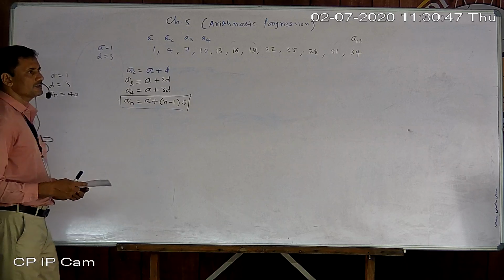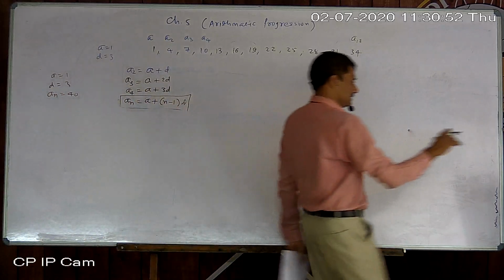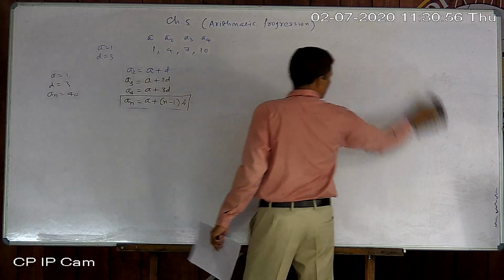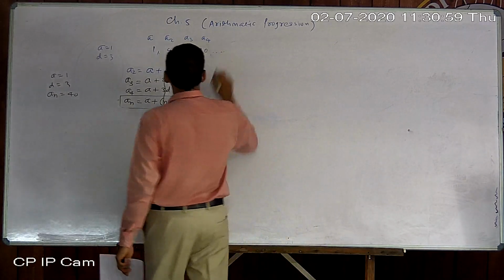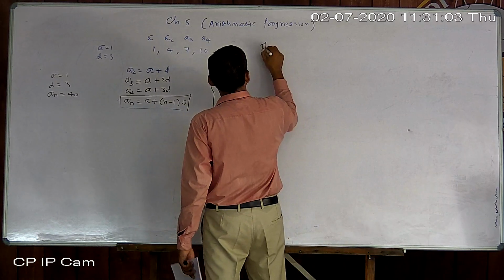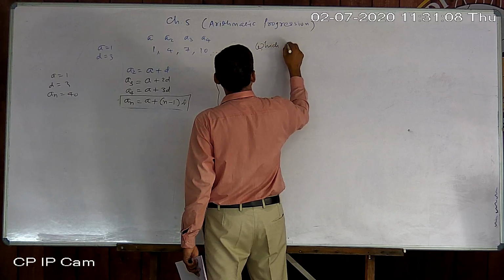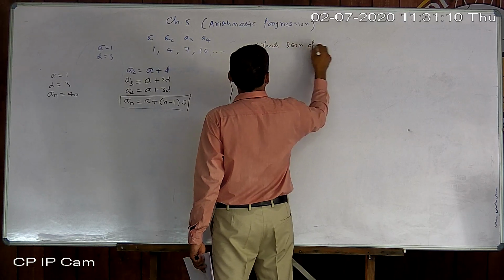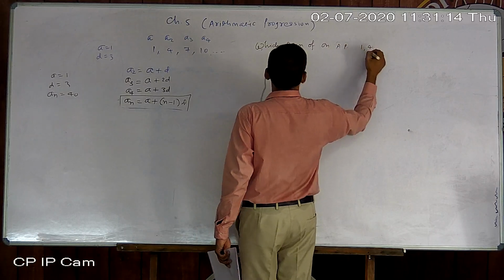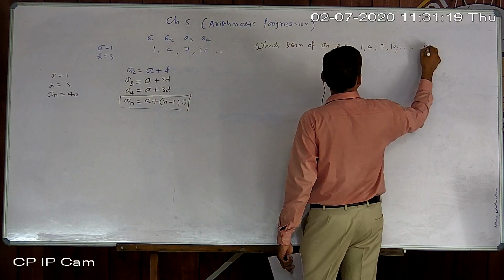How can this type of question be asked? Suppose I am having that series. So what type of question will be given? Look here, I am writing the question again. Here only. If this term of the AP 1, 4, 7, 10 is 40.